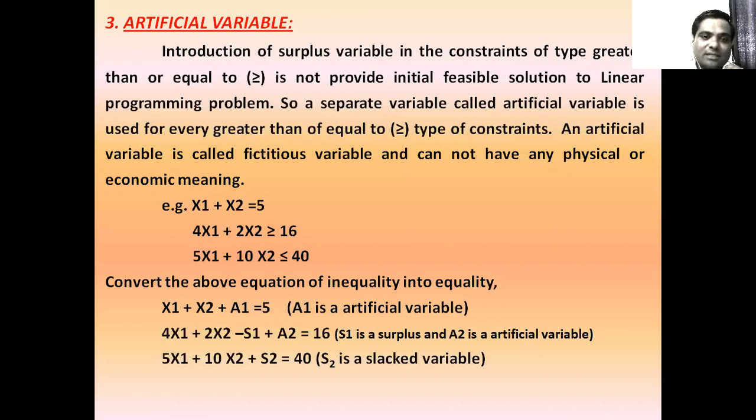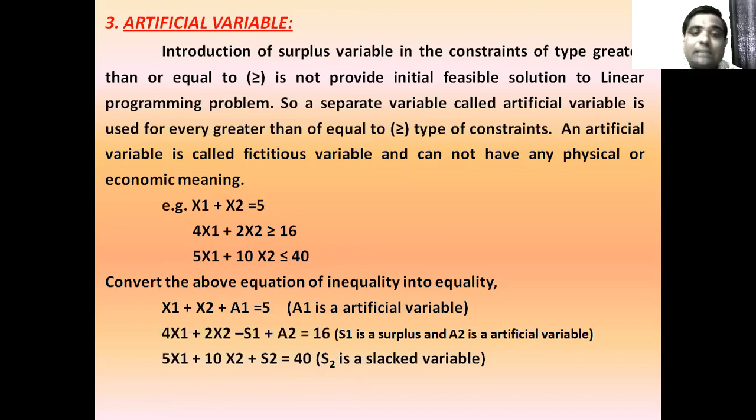And the third constraint is less than or equal to. There is no problem for the conversion of the less than or equal to type. Simply we can use the slack variable. So 5x1 plus 10x2 less than or equal to 40, we convert this inequality into equality form, that is 5x1 plus 10x2 plus s2 is equal to 40. So s2 is a slack variable. These are all the variables we require for conversion of all inequalities into equality.